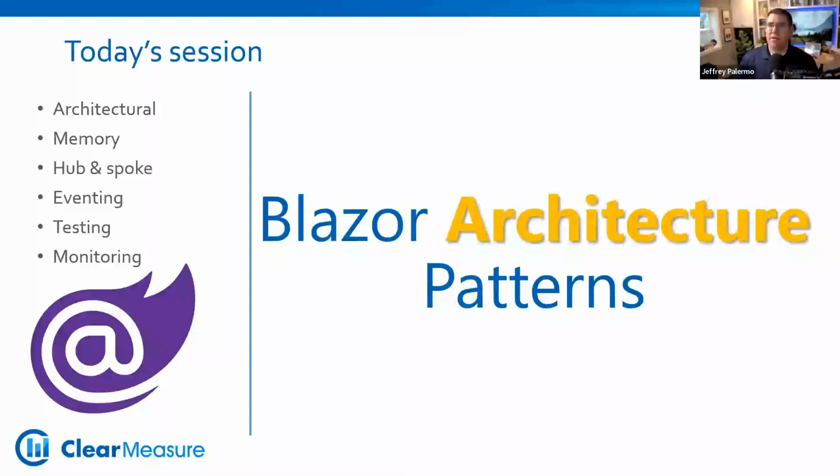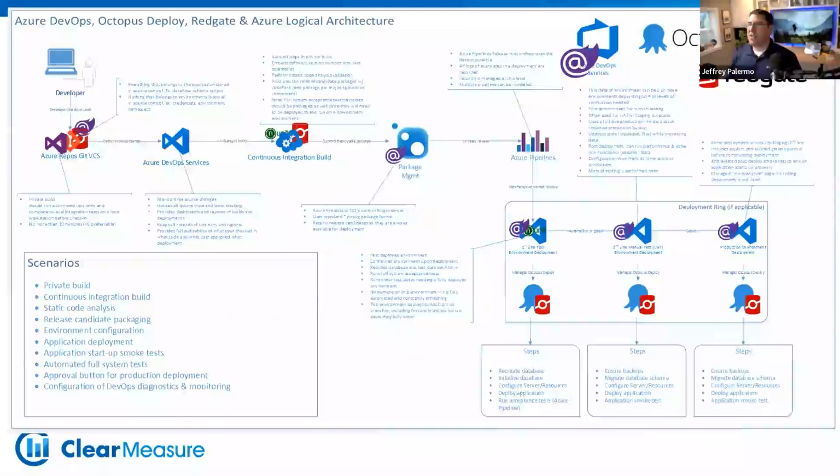All right. Now, Blazor is just another .NET application type. So the good news is when you put together your DevOps environment for a Blazor application, you're going to be able to use a lot from other .NET application types.